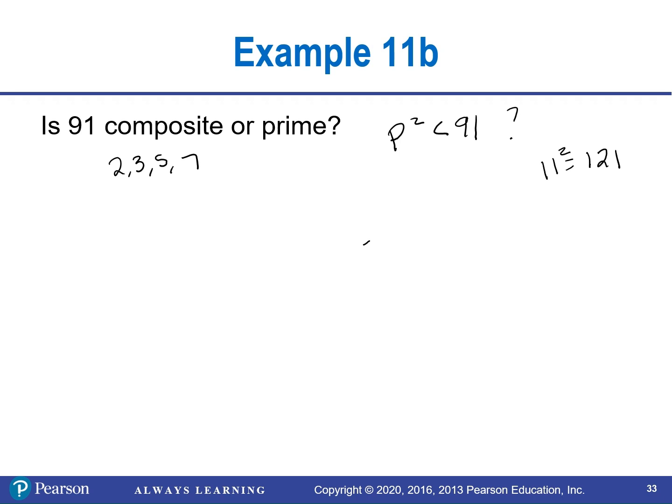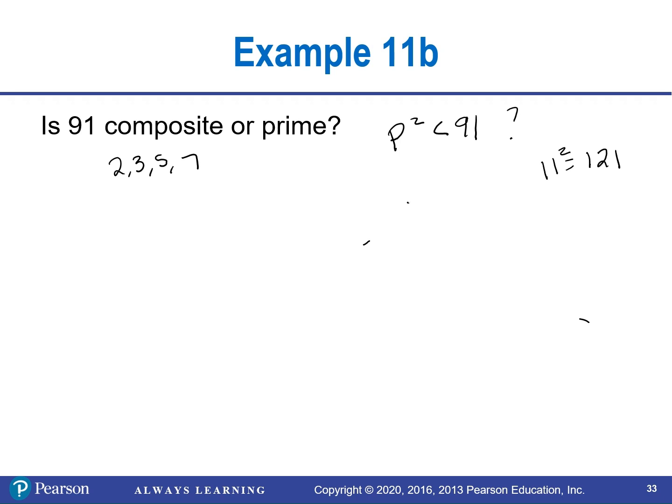So I would say, all right, does 2 divide 91? Clearly no, because 91 is not even. 3 doesn't divide 91 because 9 plus 1 is 10, and 10 is not divisible by 3. 5 doesn't divide 91 because it doesn't end in a 0 or a 5.